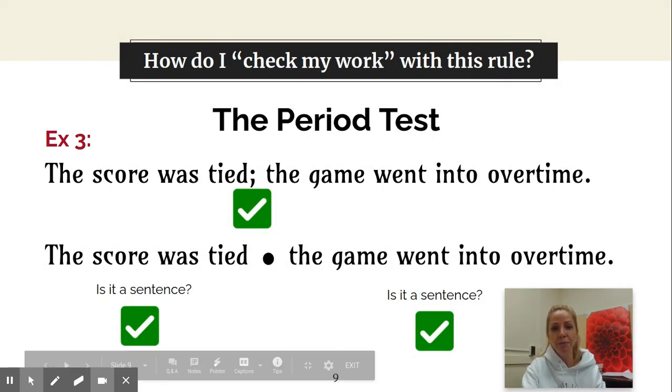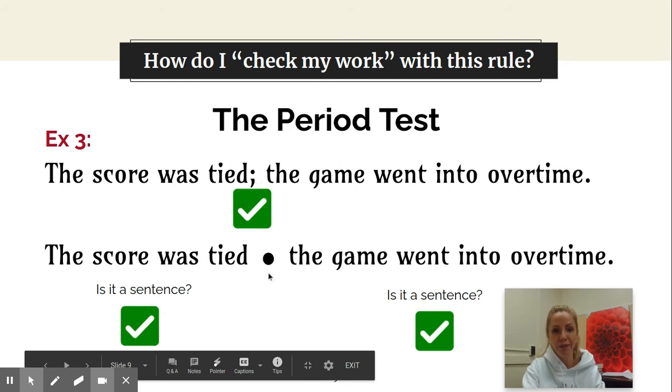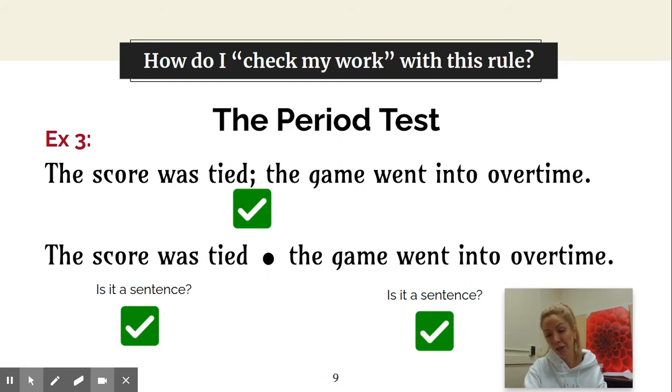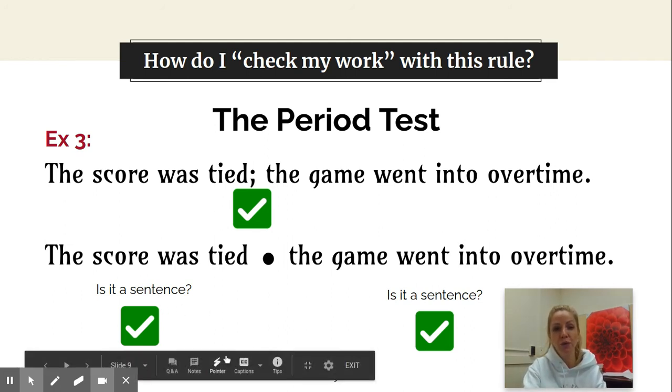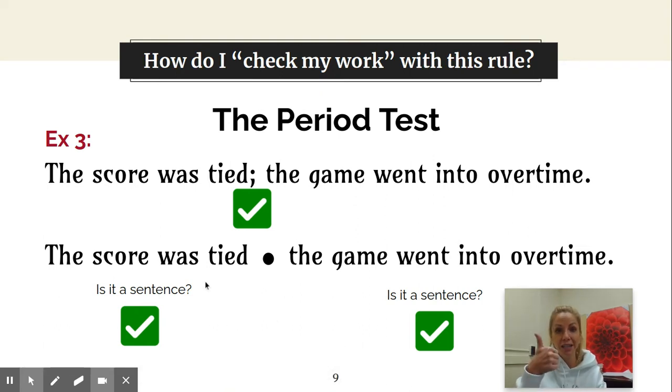All right, here is the period test. If you can put a period there, you can put a semicolon there. If you can't, you can't use a semicolon, right? They work hand in hand. So for example, the score was tied; the game went into overtime. So the score was tied, that's a complete sentence, that's an independent clause. The game went into overtime, that's a complete sentence, it's an independent clause.